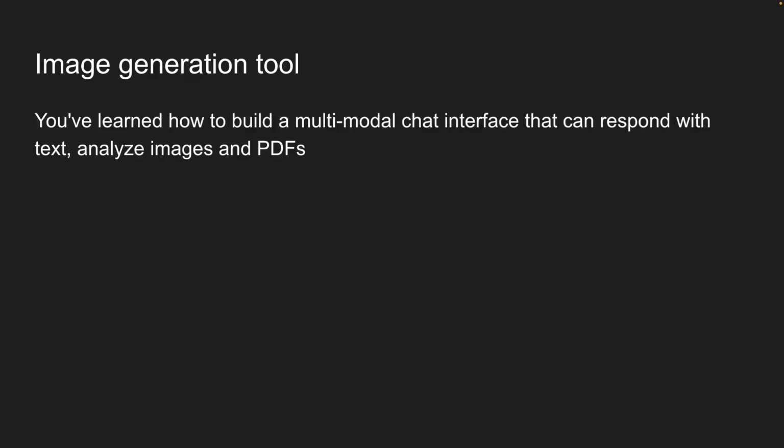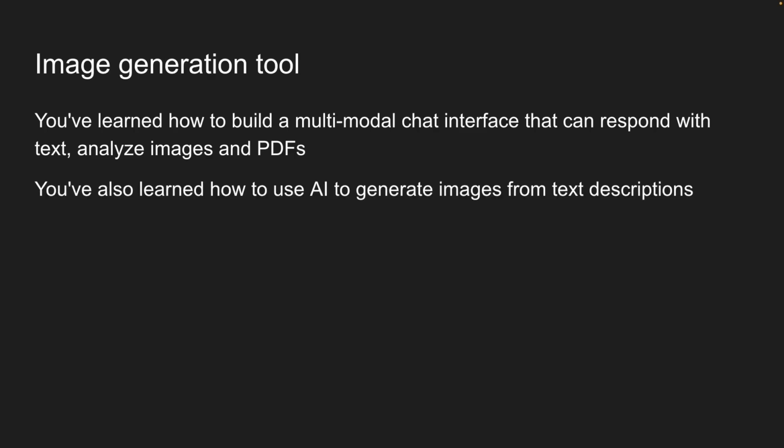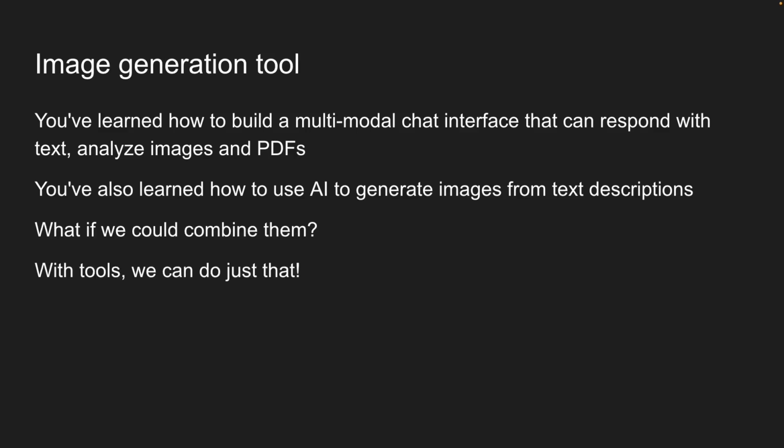You've followed along, you've learned how to build a multimodal chat interface that can respond with text, analyze images, and PDFs. You've also learned how to use AI to generate images from text descriptions. They are both powerful features by themselves, but what if we could combine them? With tools, we can do just that.